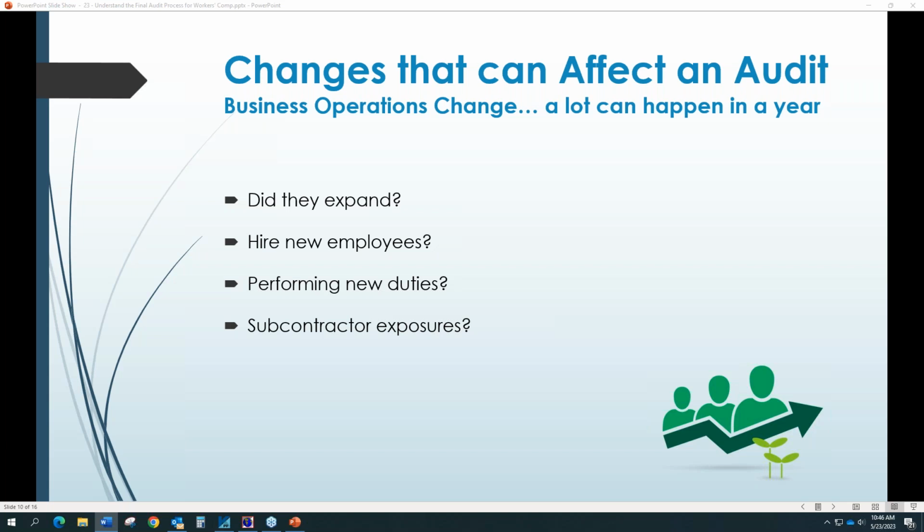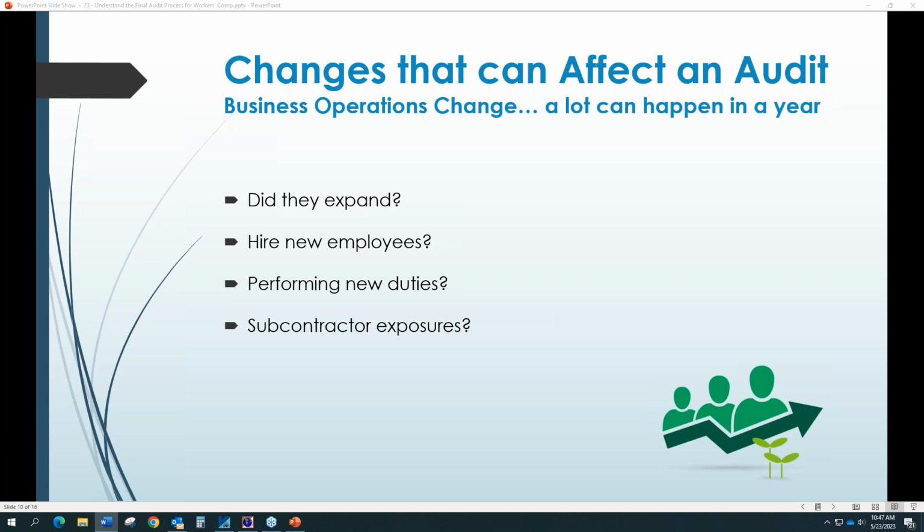Are employees performing new duties? If so, that could change the class codes that they're reported under, and the rate could vary. So that could be an increase or decrease in premium if you're moving an employee into another position.